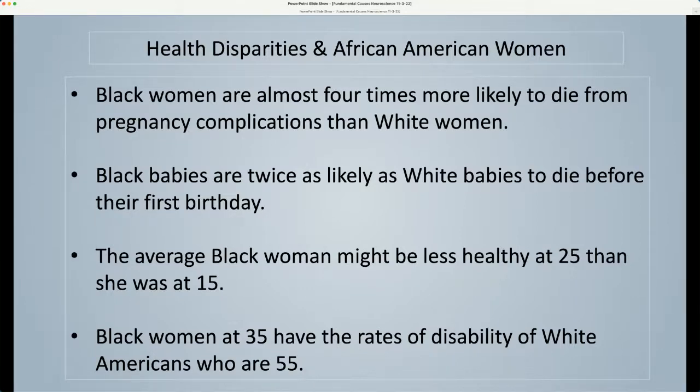When we look at African American women, they're almost 4 times more likely to die from pregnancy complications than white women. Black babies are twice as likely as white babies to die before their first birthday. The average Black woman might be less healthy at 25 than she was at 15. Black women at 35 have the rates of disability of white Americans who are 55.